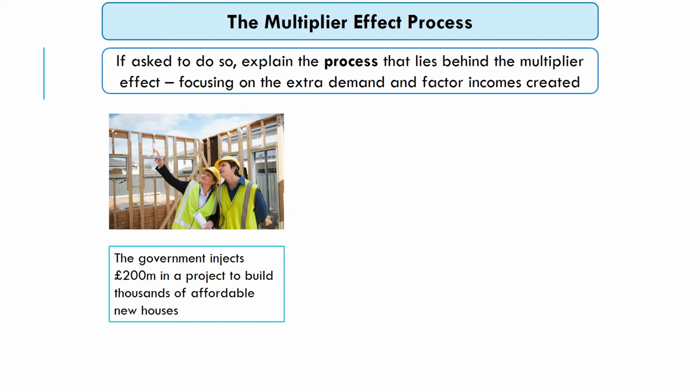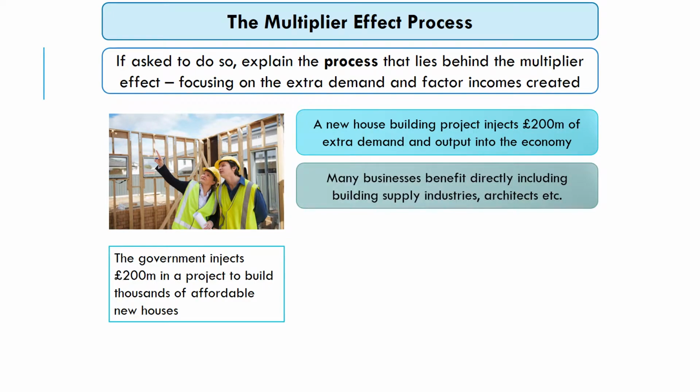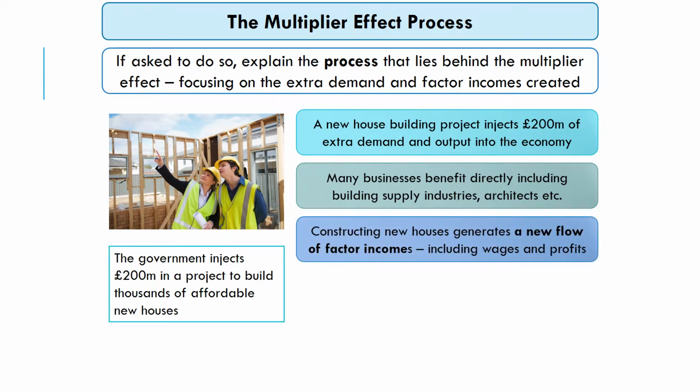Now we need to be able to explain the process. So what's going on here? What is the multiplier effect process? So again, if we look at our government house building program here of £200 million, what are the steps involved? Well, a new house building project injects £200 million of extra demand and output into the economy. Many businesses benefit directly, including building supply industries, architects, etc., all the firms that would be required to build those houses. And the money that those firms receive will generate new flow of factor incomes as those supply industries and architectural firms pay wages and profits back to households.